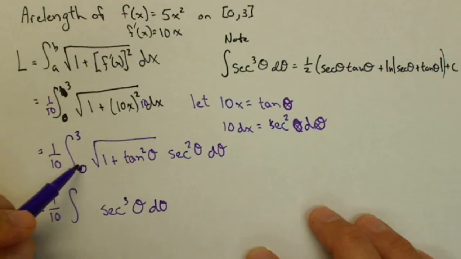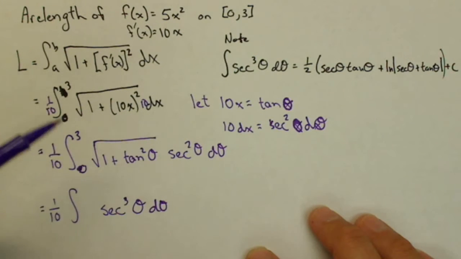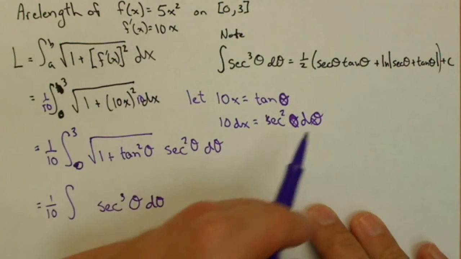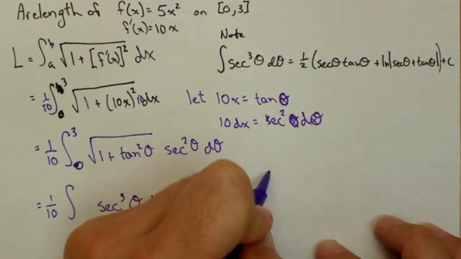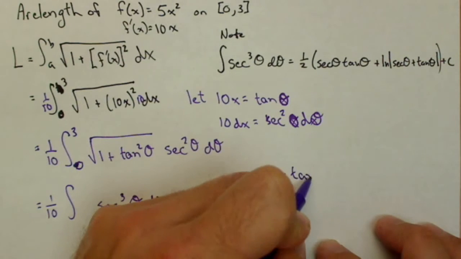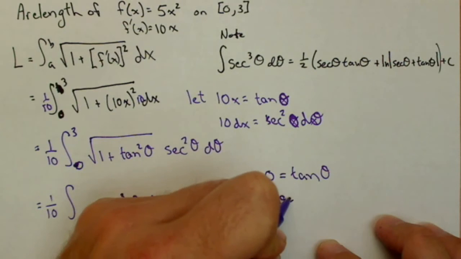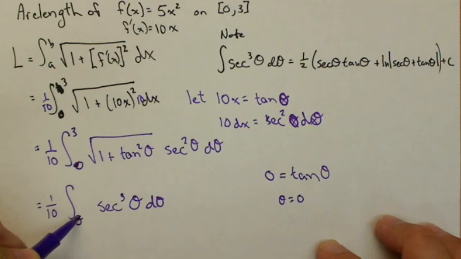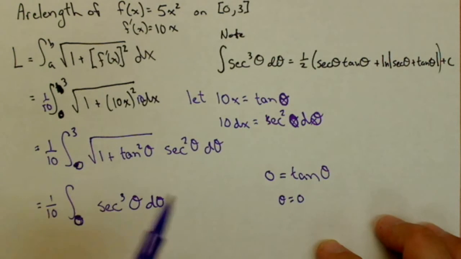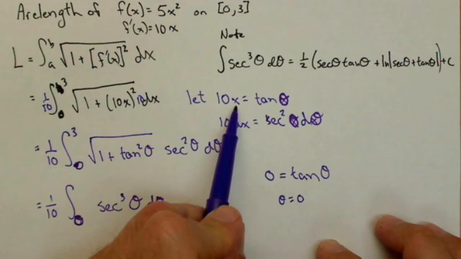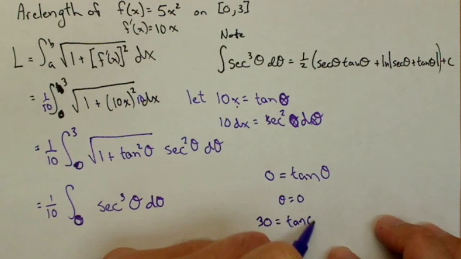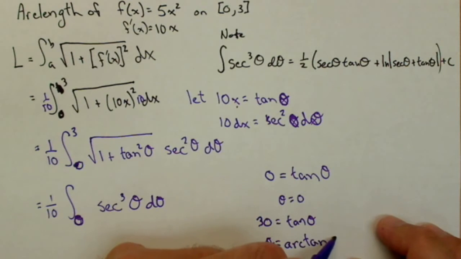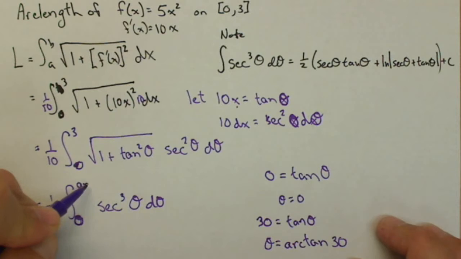And these are x values here. So it may be helpful to go ahead and turn them into theta values so we don't have to worry about changing them later. So our lower value is 0. So plugging 0 in for x is just going to give us 0 equals tangent of theta. That gives us theta equals 0. So our lower limit's still 0. The upper one's going to get a little bit weird because we're going to have 30 up here. So 30 equals tangent of theta. That means theta equals the arctan of 30. And we will just leave it like that.